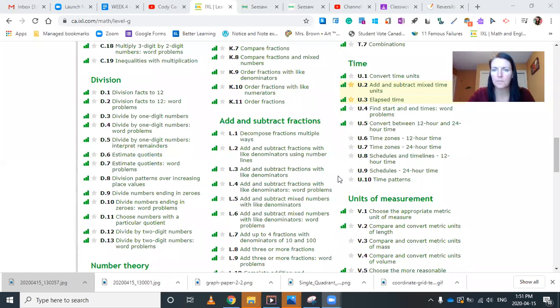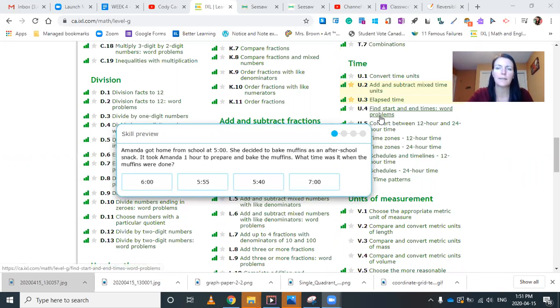Let's go straight into it. We had a good Zoom lesson yesterday where we updated a little bit of our understanding of adding and subtracting time. Next time we're going to be doing some word problems with that. So U4, find start and end times word problems. Let's look at that.